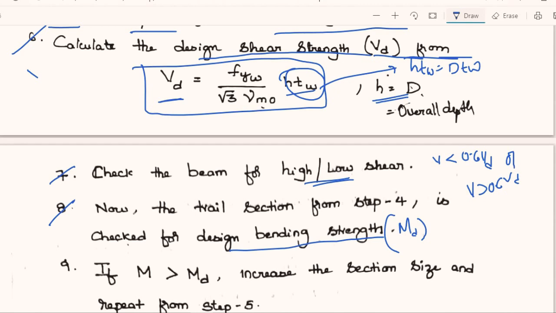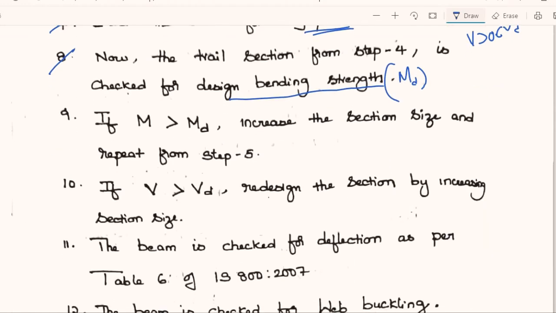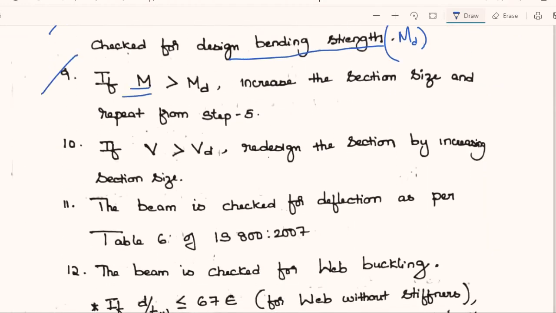So once MD comes, in step 9 you have to compare it with M, the bending moment due to load. If M is greater than MD, increase the section size and repeat step 5. Okay, the bending moment due to loads is M, and MD is the strength of the beam. So if the bending moment from the loads is greater than the design bending strength, that section will fail. Therefore you have to increase the cross section of that section. You have to repeat the steps of design.